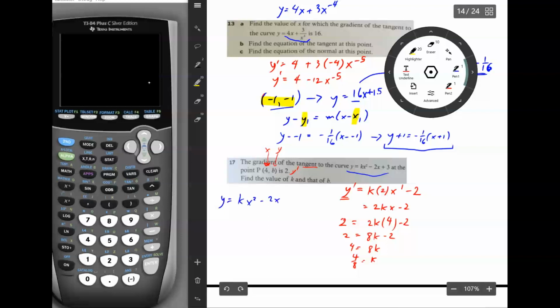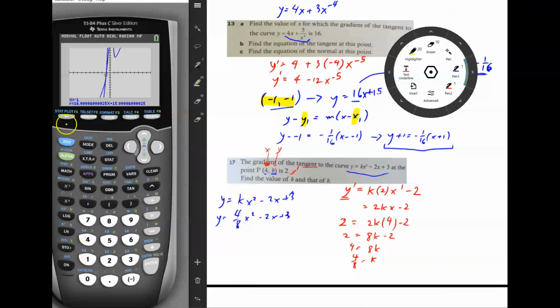Let's see. So for k, we're going to put in 4/8. And now we have the function. And now they want the value for b. What's the value for b? b is the y value that corresponds to x equals 4. Now what you could do is, now we have the function, we can plug it into the calculator, and then we can find out what b is just using the table.